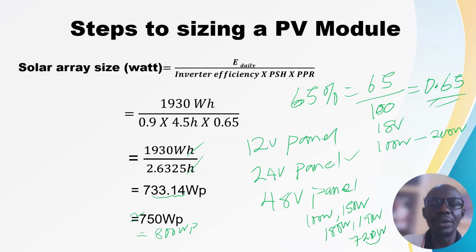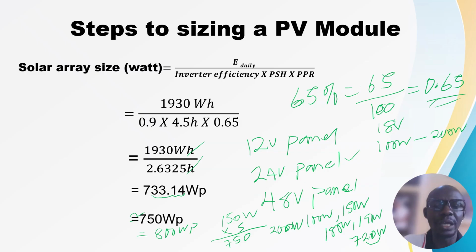So now we are going to determine how many panels I need. Do you understand? For this 750, I can decide to say I need 150 watts panel. So 150 watts panel, I think by 5, will be 750. So it means I will need maybe 5. Do you understand? I can decide to say, okay, let me up my game. Let me get a 200 watts.